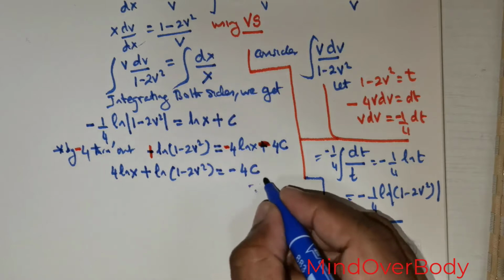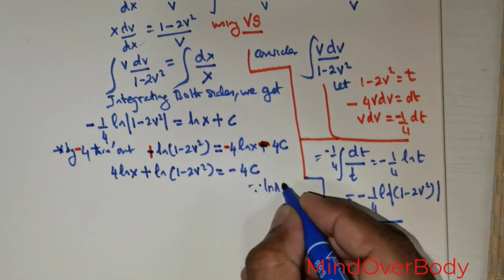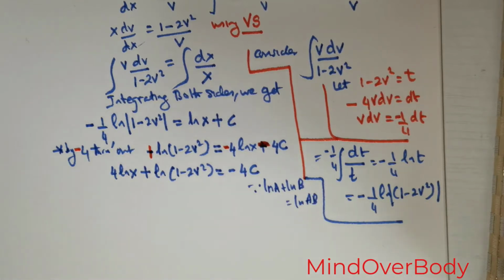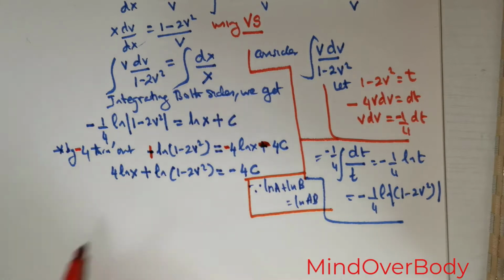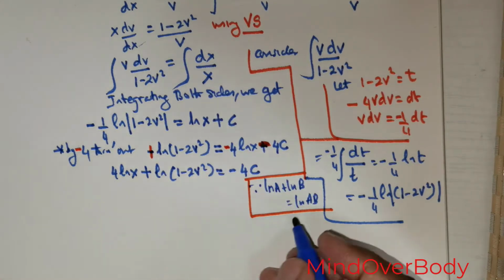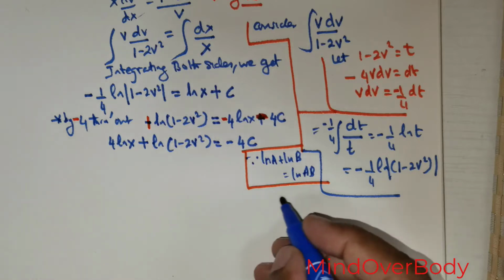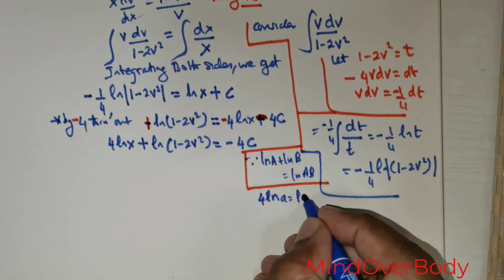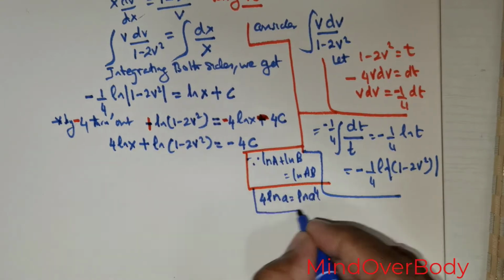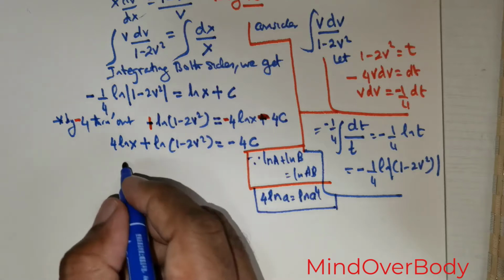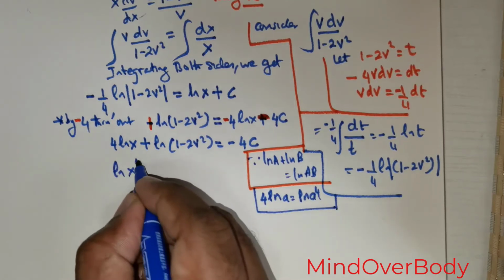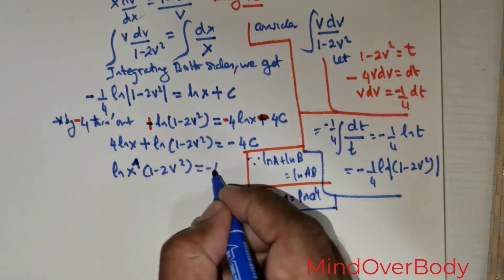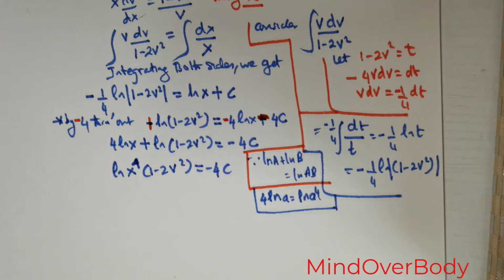Now you know that there is a formula which states that ln a plus ln b is equal to ln of a times b. By using this formula I can always rewrite this in this following fashion. However, I can also use this formula. Say you have something like this, 4 times ln a. I can rewrite this as ln of a raised to the power of 4. So this is another formula. So if I were to club these things, this is going to give me ln of x to the power of 4 times 1 minus 2 times v squared is equal to negative 4 times c. So this is what I've got.